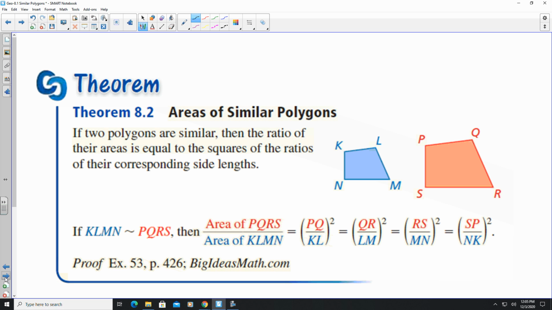The final thing we're looking at is similar figures with respect to their areas now. They're saying that if two polygons are similar, then the ratio of their areas is equal to the square of the ratio of their corresponding sides. So what you now have to do is square those ratios.